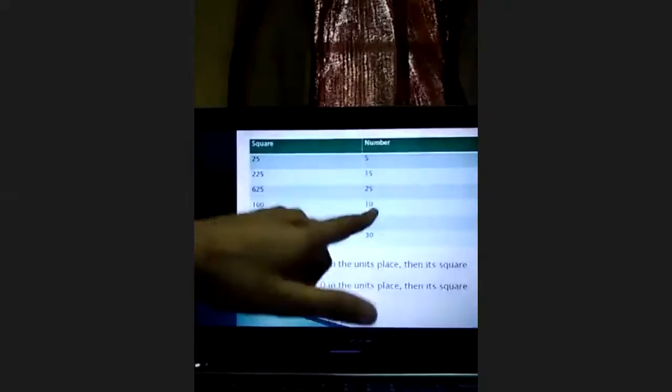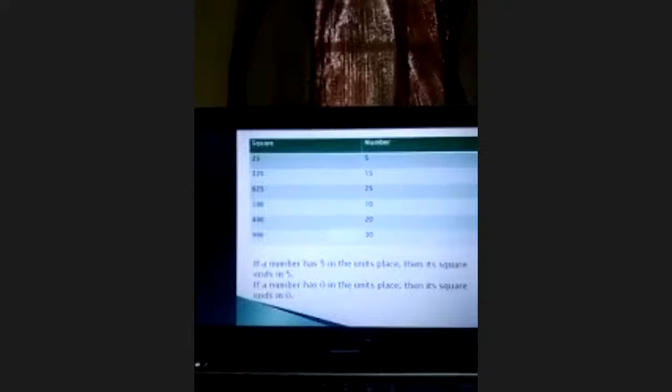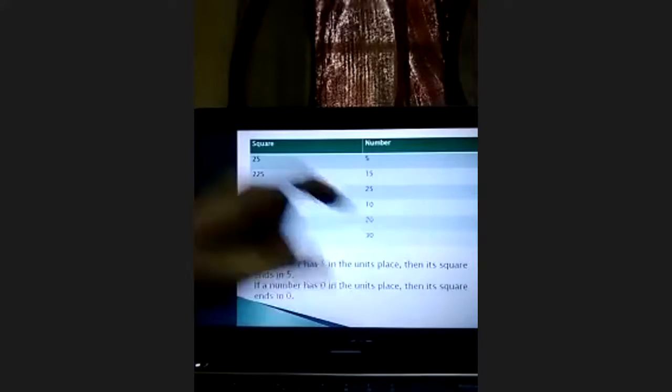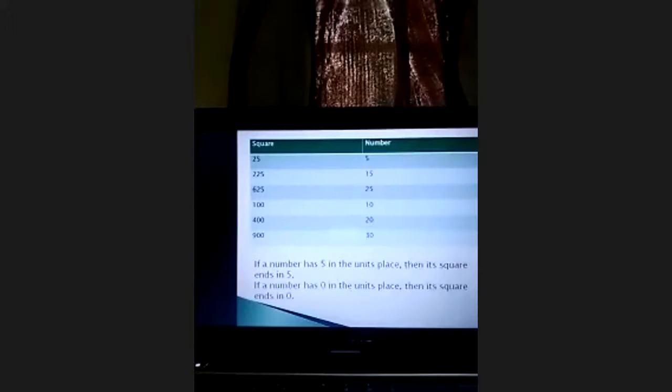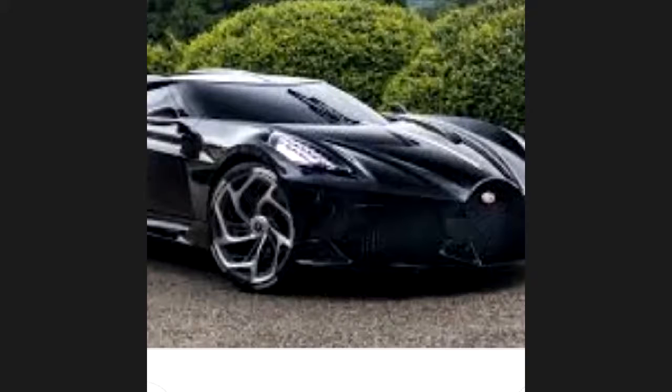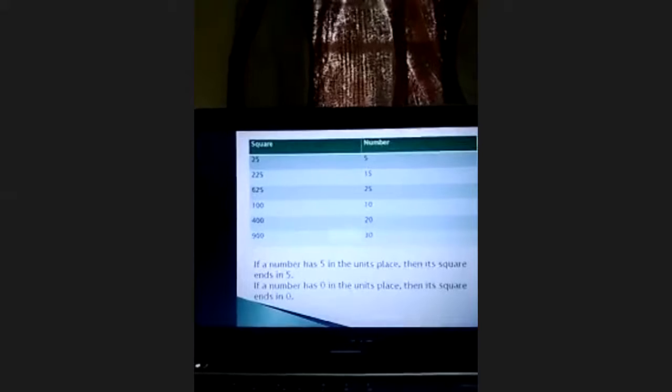Next, 10 ka square 100. 20 ka square 400. 30 ka square 900. If a number is ending with 0, then its square is also ending with 0. So I repeat both the instructions. If a number has 5 in the units place, then its square ends in 5.